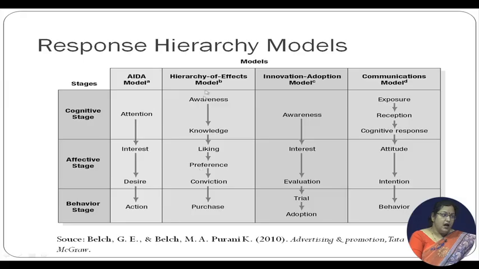Hierarchy of effects model we have already discussed, by Lavidge and Steiner. The other one we can see here is the innovation adoption model, where a new product is coming in the market: awareness, then of course interest and evaluation, then trial and adoption. Of course, trial and adoption comes in the behavior stage, whereas interest and evaluation comes in the affective stage, and awareness, as usual, in the cognitive stage.